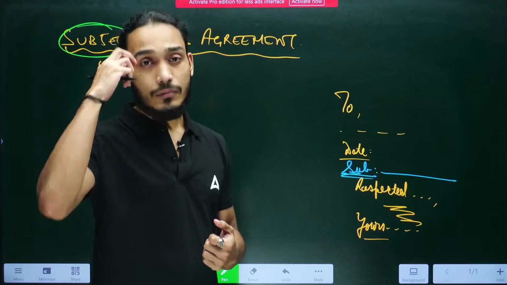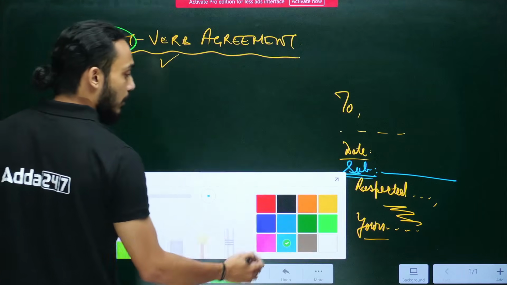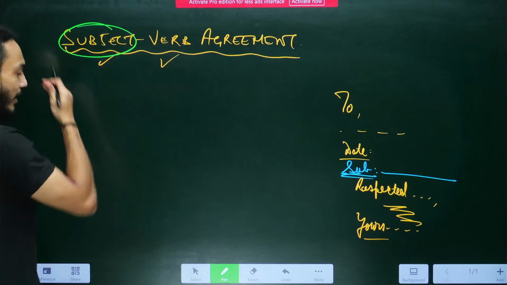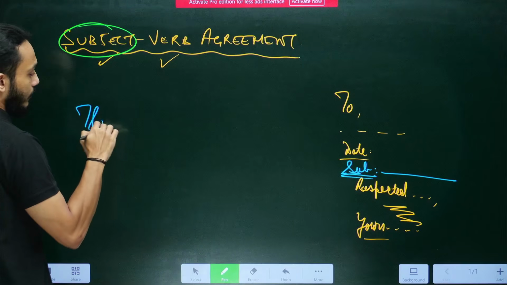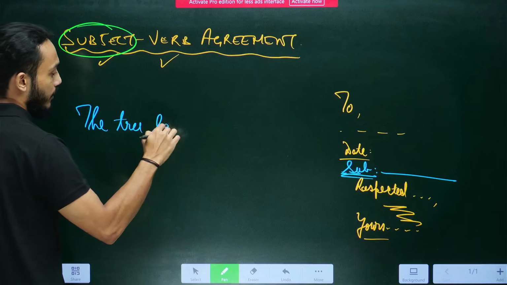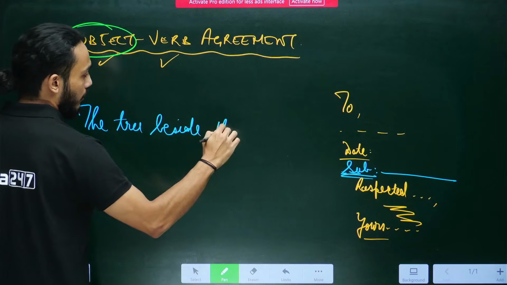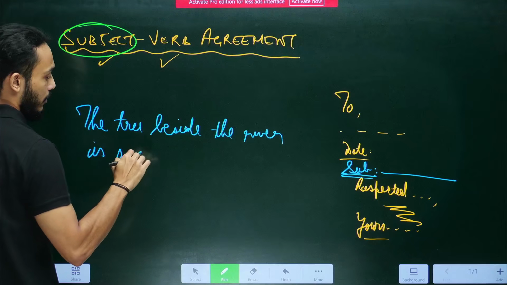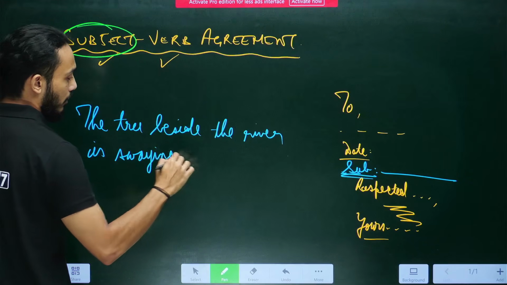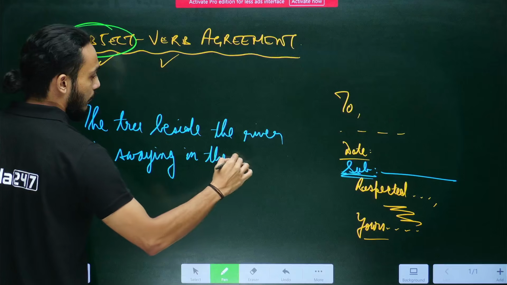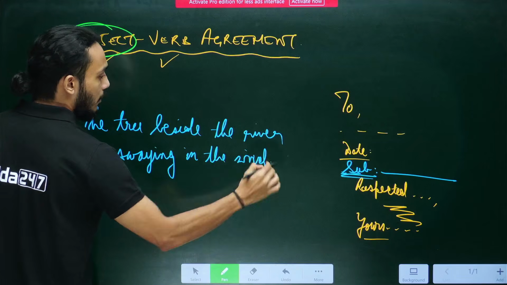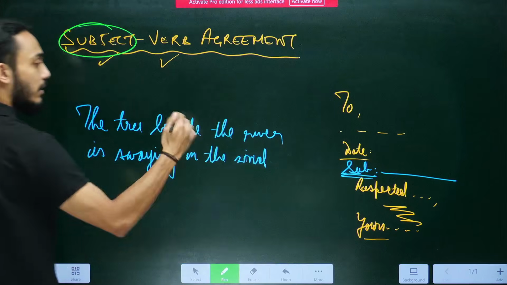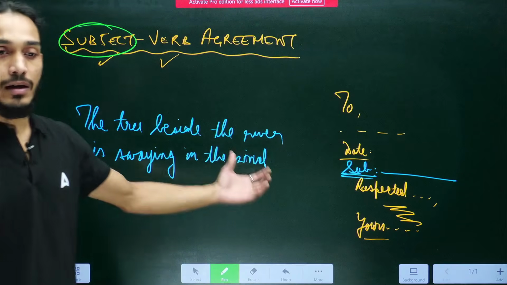Now see, similarly in a sentence, to identify the subject, all you need to do is focus on what is the focal point of the sentence. Say for example, I write something like, the tree beside the river is swaying in the wind. So what is the focal point of this sentence? I have written a lot of words here. The tree beside the river is swaying in the wind. I have written this entire sentence here.